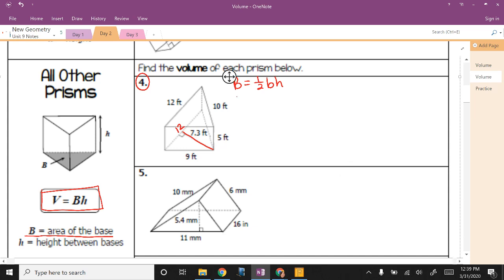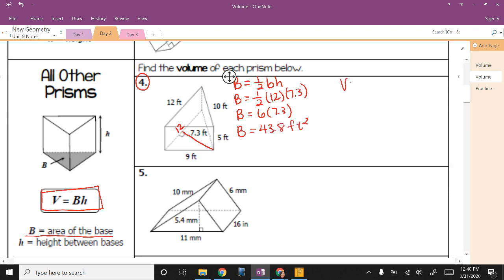So big B is going to be 1/2 of 12 times the height, which is 7.3. If you want to, you could go ahead and say 1/2 of 12 is 6. So it'd be 6 times 7.3. So my calculator, 6 times 7.3, I'm getting 43.8. So my area of my base is 43.8. That will be square feet.